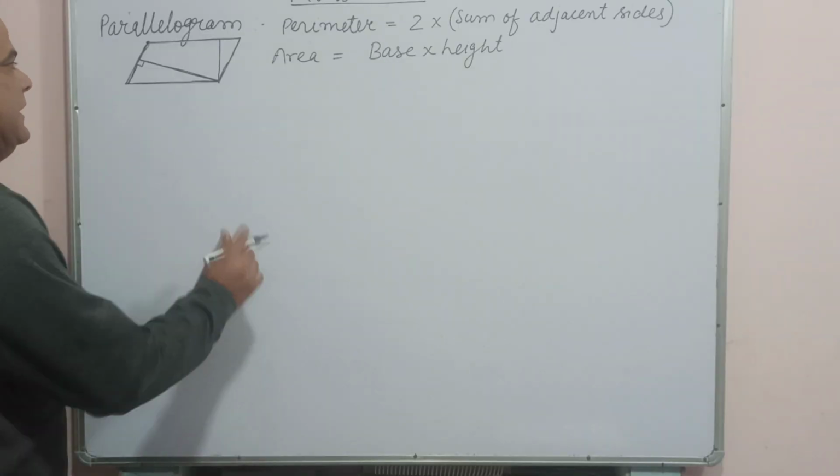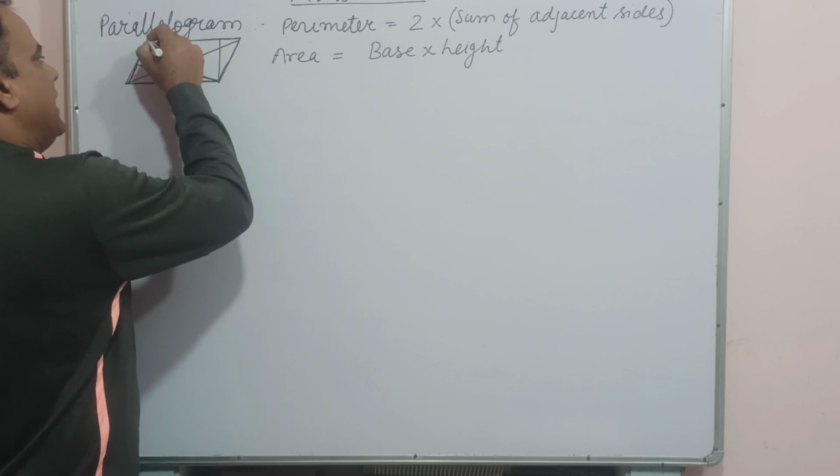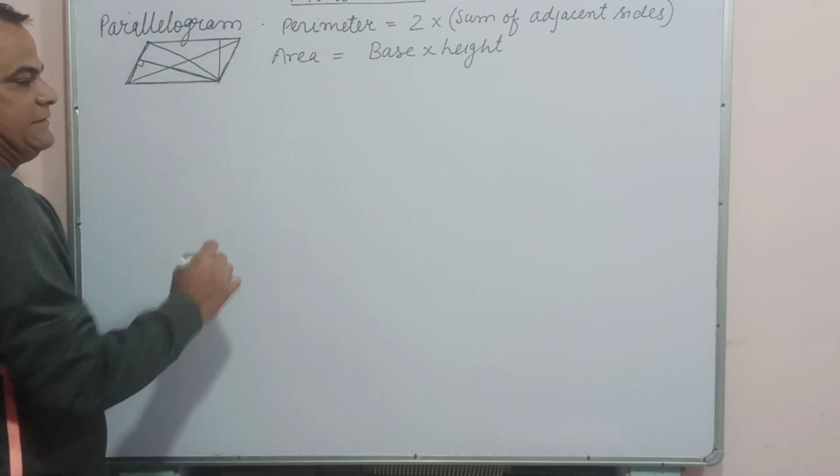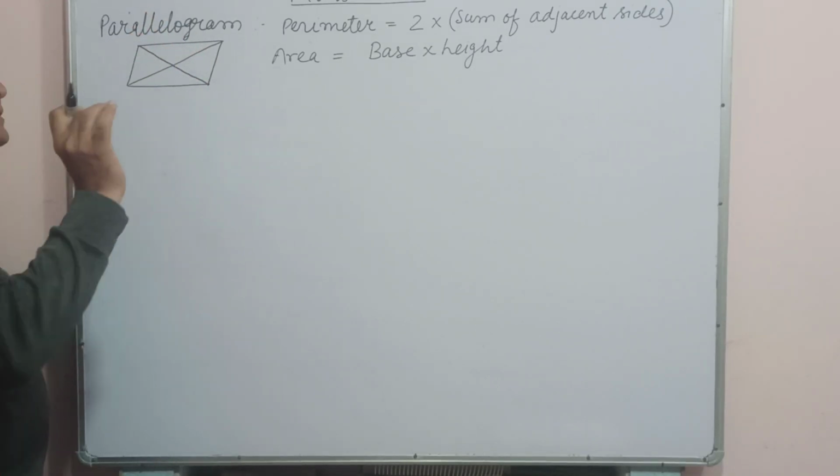And one more thing, in this parallelogram there are two diagonals, and they are of different lengths. There are two diagonals, these are two diagonals. They have different lengths. This diagonal is much bigger and this is smaller.